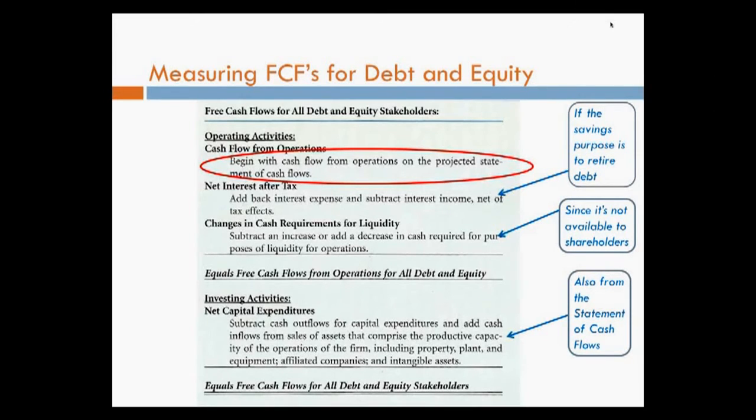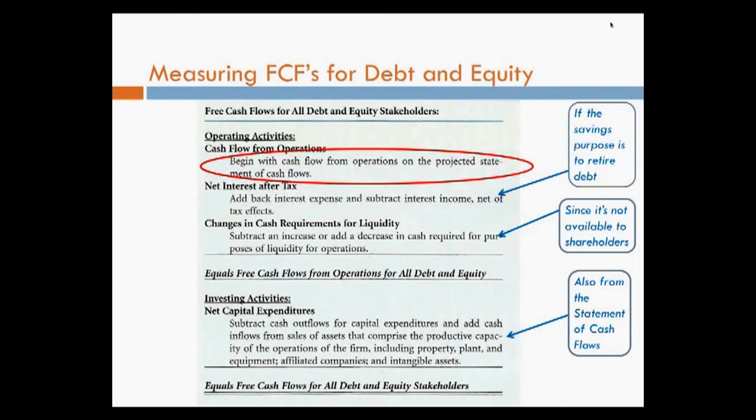You start off with the statement of cash flows, the bottom line. What is the cash flows from operations on the statement of cash flows? You add back, remember this is for debt and equity purposes, so now you're going to add back your interest expenses and subtract any interest income, net of taxes.